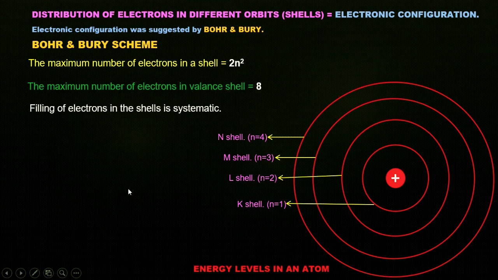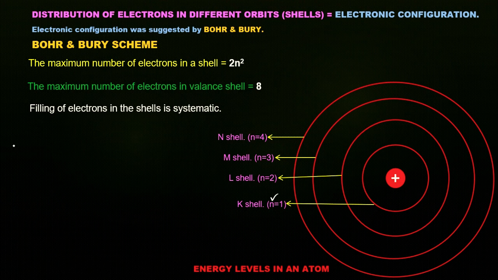Moving ahead, filling of electrons in the shells is systematic. Once you are done with the first shell, then you can move to the second one, and then to the third, and so on. So you cannot fill electrons in the second shell while the first shell is empty. Once the first shell is filled, the extra electrons will be moved to the second shell. This is how it goes.